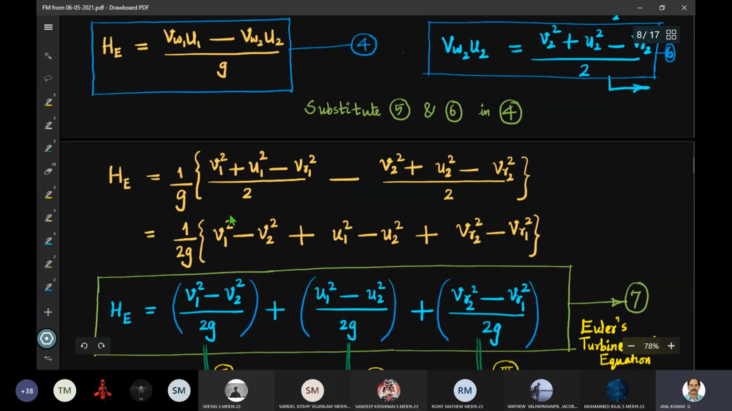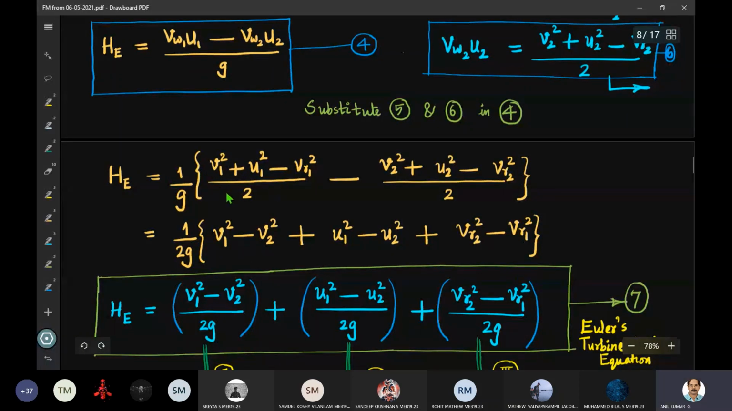So when you take LCM, 2 is the denominator, so that can be taken in front. So 1 by 2G into what is going to happen? V1 square plus U1 square minus VR1 square. Then from the second term, when you open the bracket, there is a negative sign common for all these three terms, V2 square, U2 square and VR2 square. So when you open the bracket, even though I haven't shown a bracket over here, when you write down the terms openly, what you get is minus V2 square minus U2 square and plus VR2 square. So what do you get?